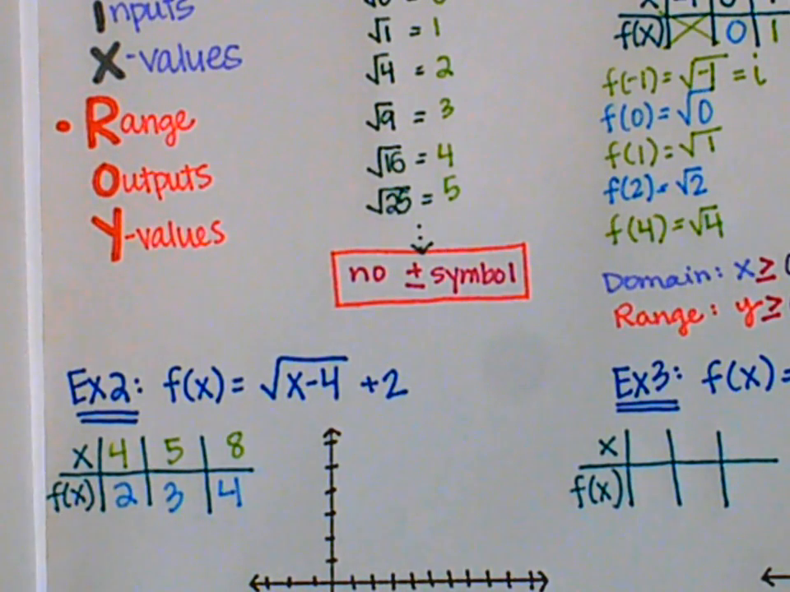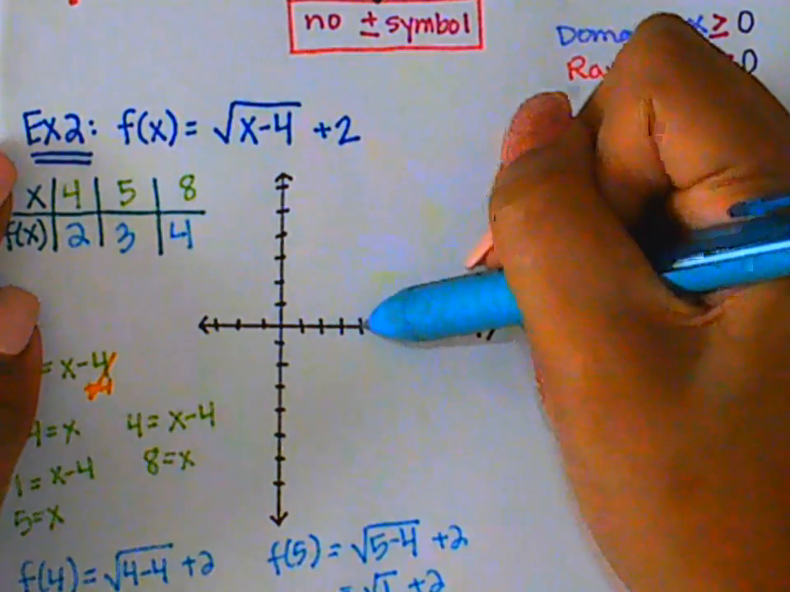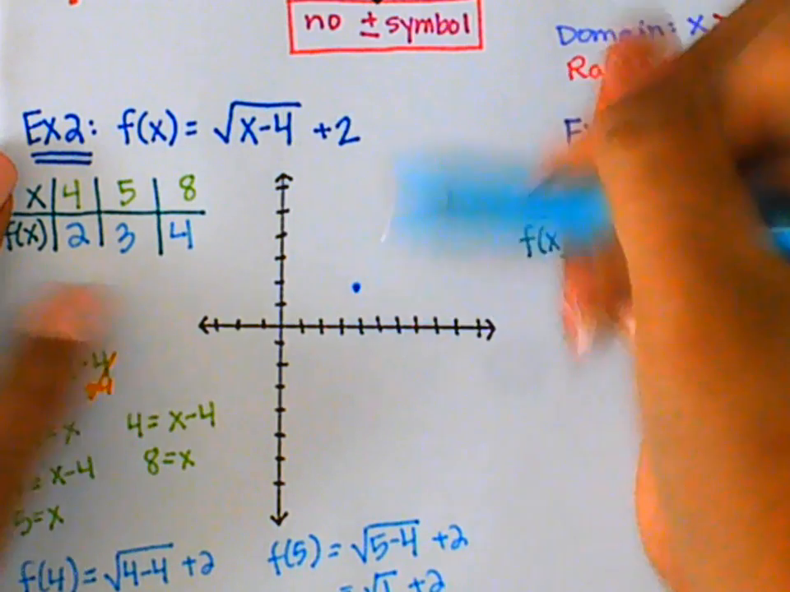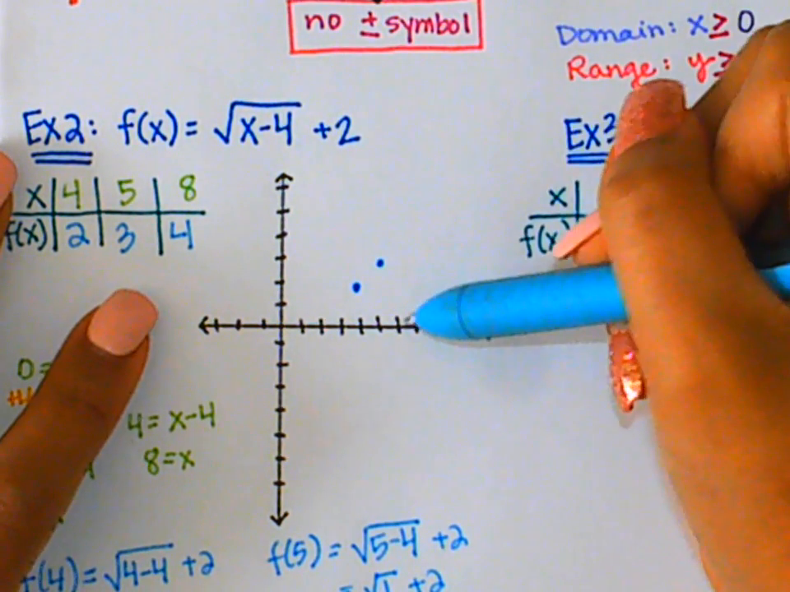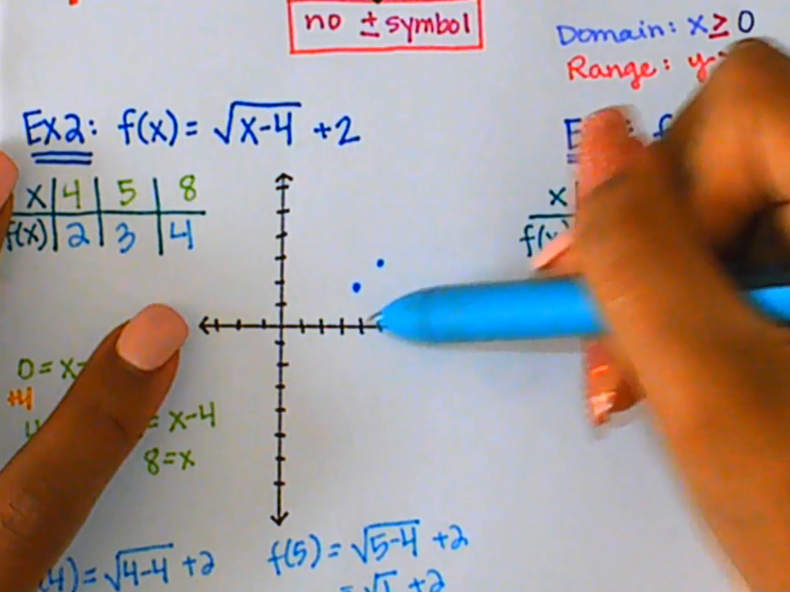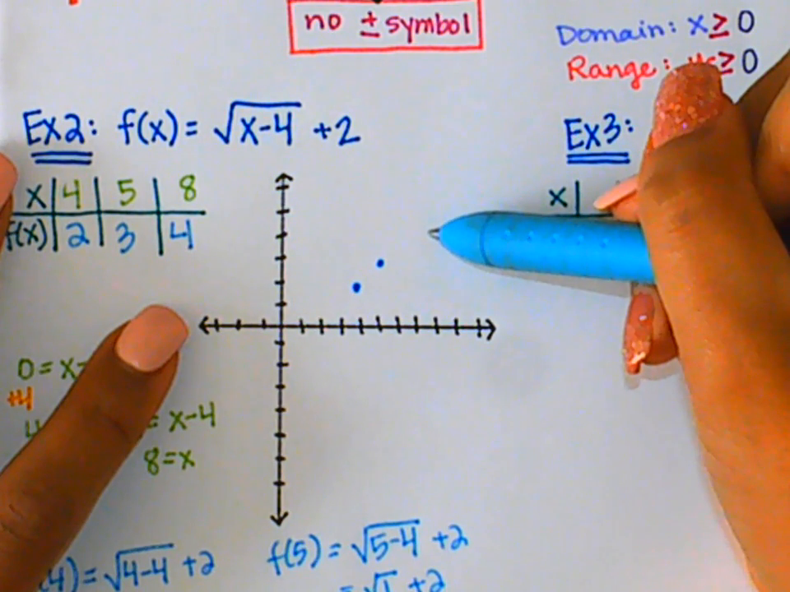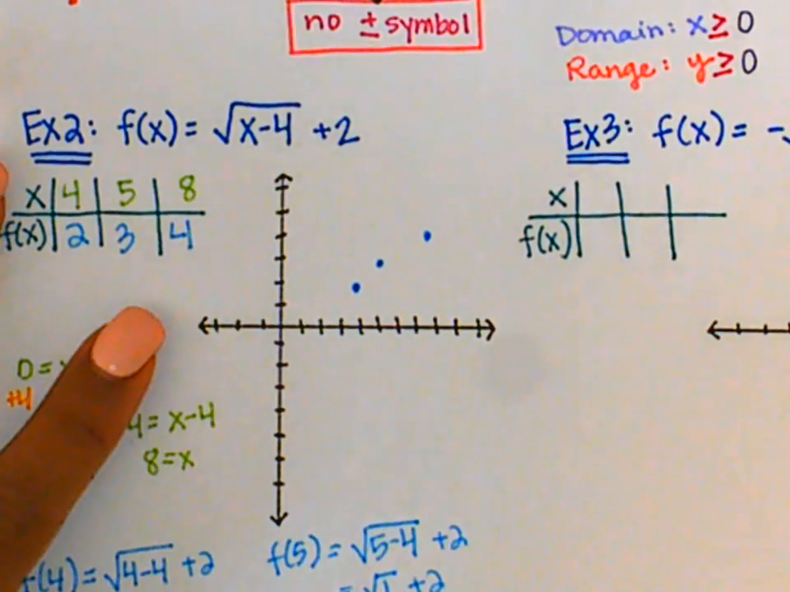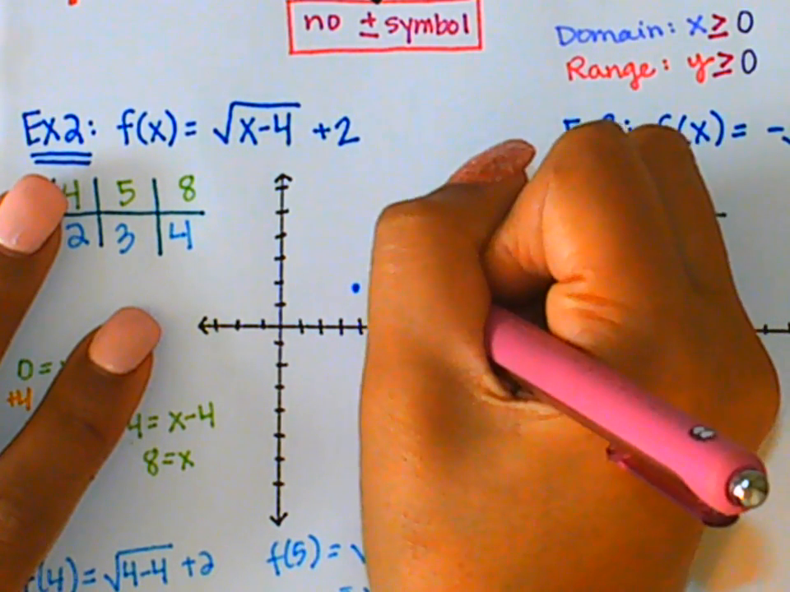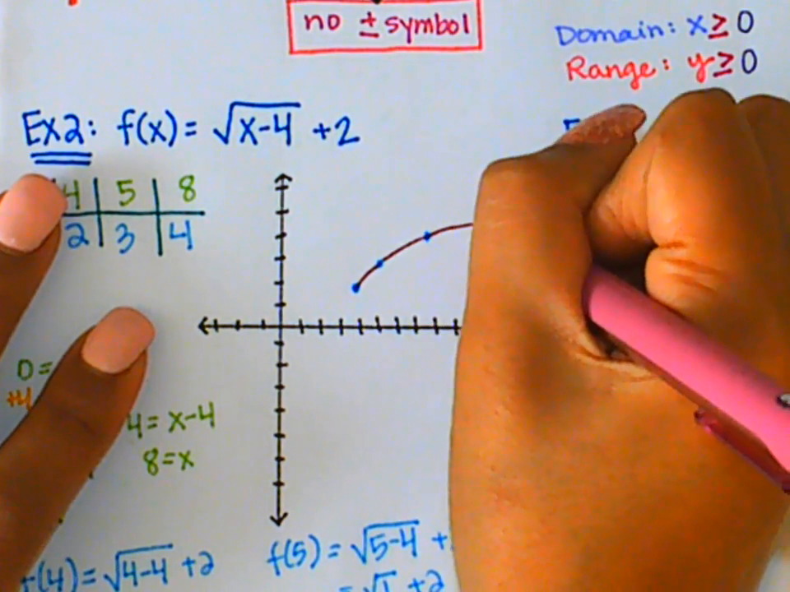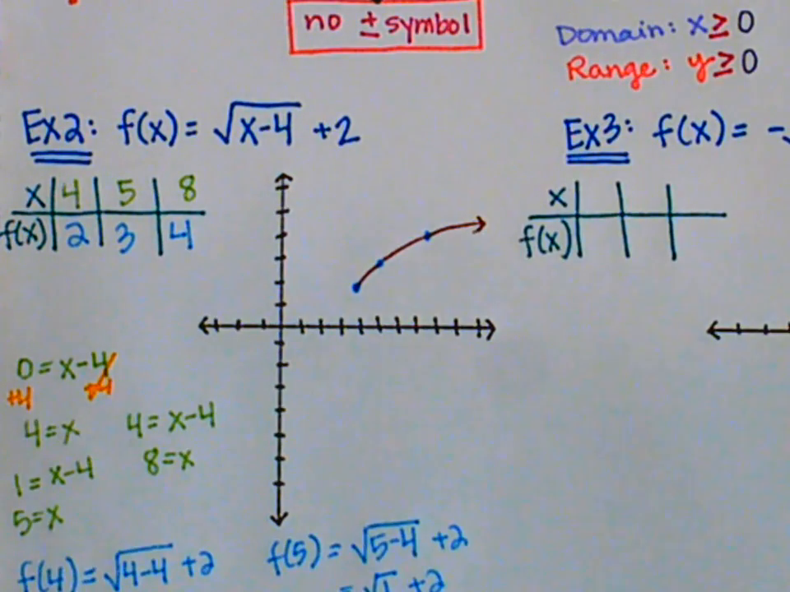Okay, now I'm just going to go ahead and start graphing those points. Going to say 4, 2, so 1, 2, 3, 4, up 2, 5, 3, and then 8. So 1, 2, 3, 4, 5, 6, 7, 8, and 1, 2, 3, and 4. And there it goes.